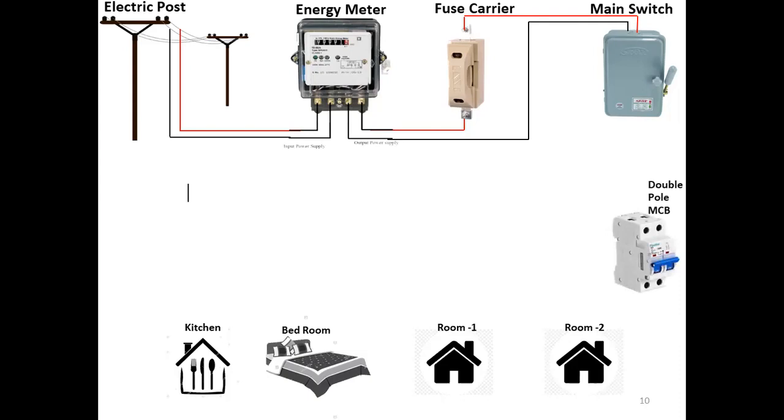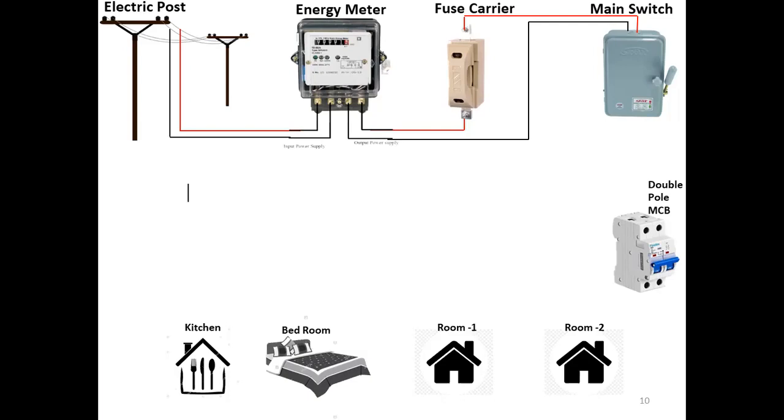It is another kind of protection system. MCB is nothing but a miniature circuit breaker. So a circuit breaker is there. You can see it in your home. If you open your distribution board, you can see this setup, the double pole MCB. Then we have four rooms, and the four rooms should be individually protected.